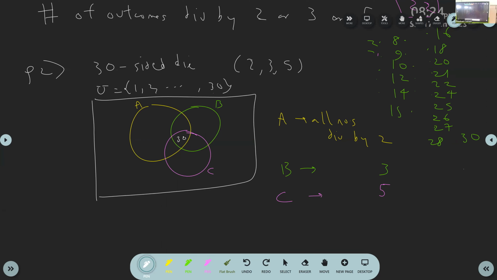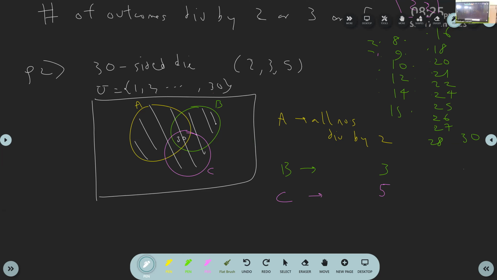Now, what am I supposed to count? I want to count all the numbers which are divisible by 2 or 3 or 5. So which region of the graph do I want to count? A union B union C. Any element in any one of these sets is okay with me, right? So any element in this whole region is fine here. This is the region I want to count. So many of you are starting correct. Mistake. So what should be the first step over here?